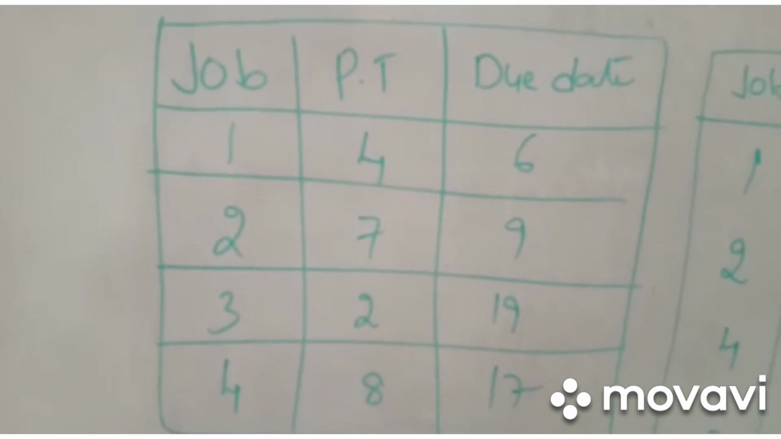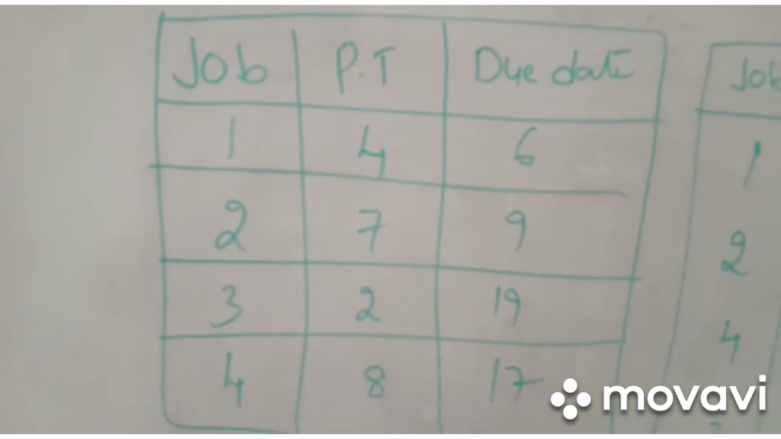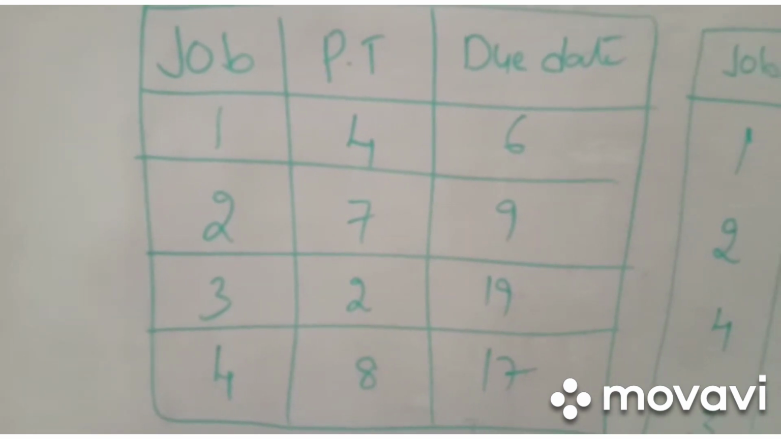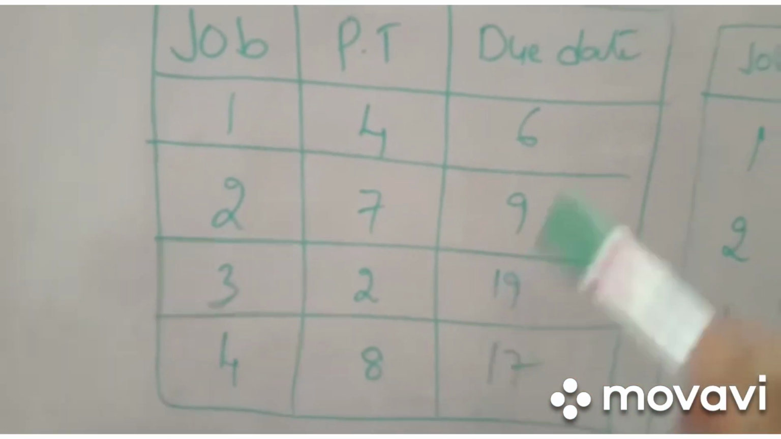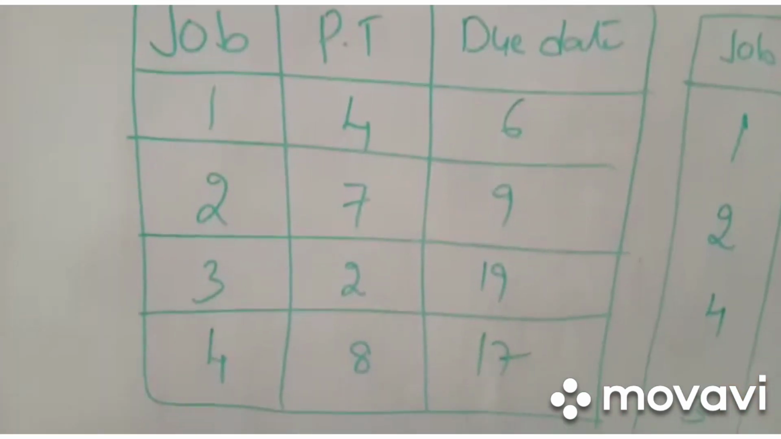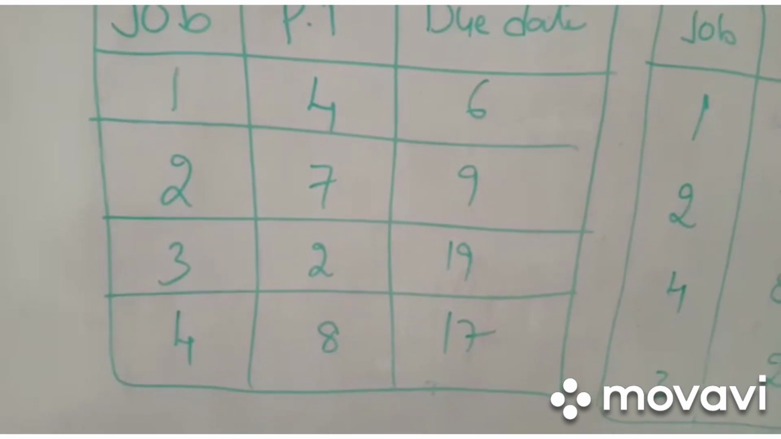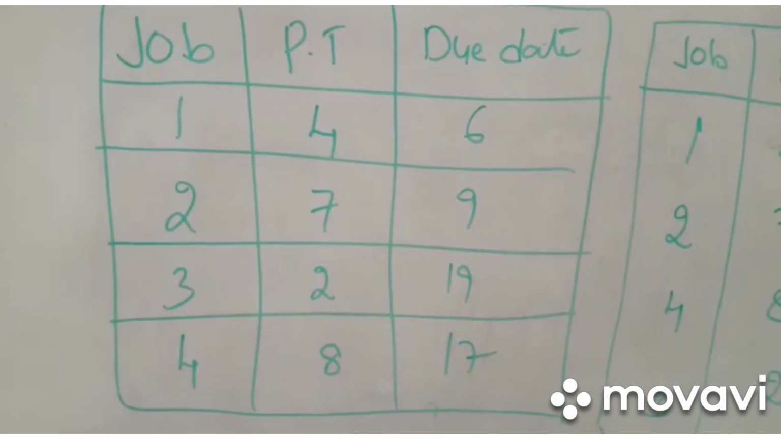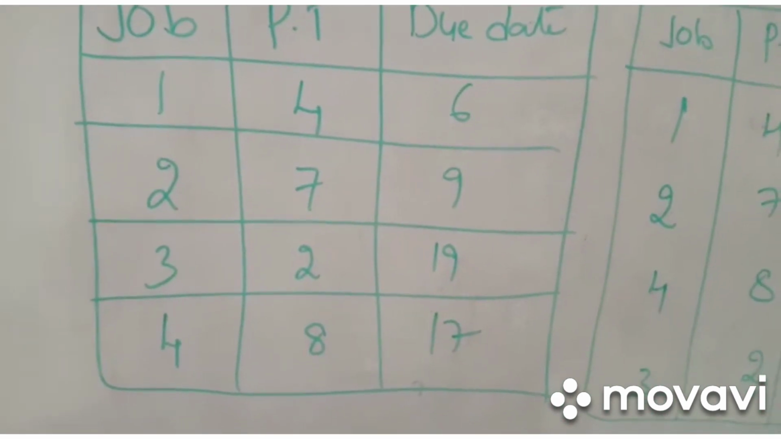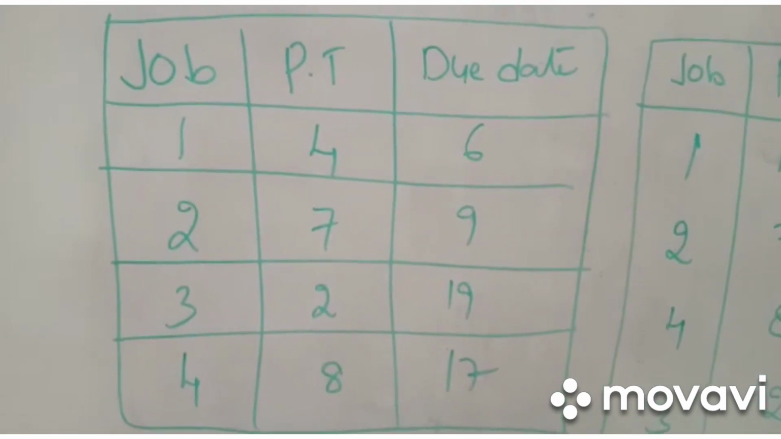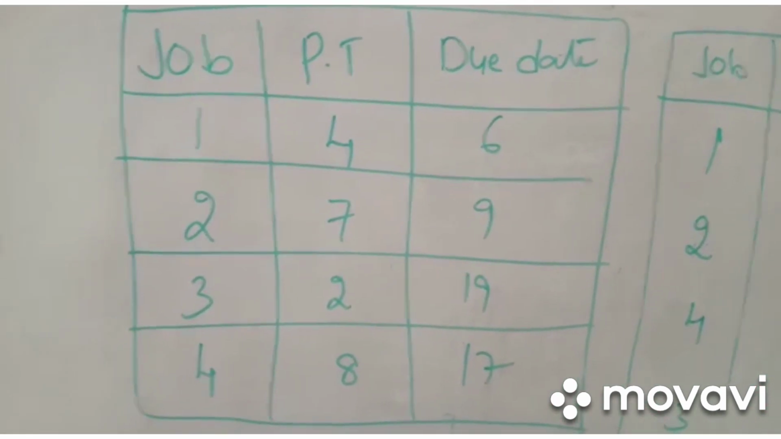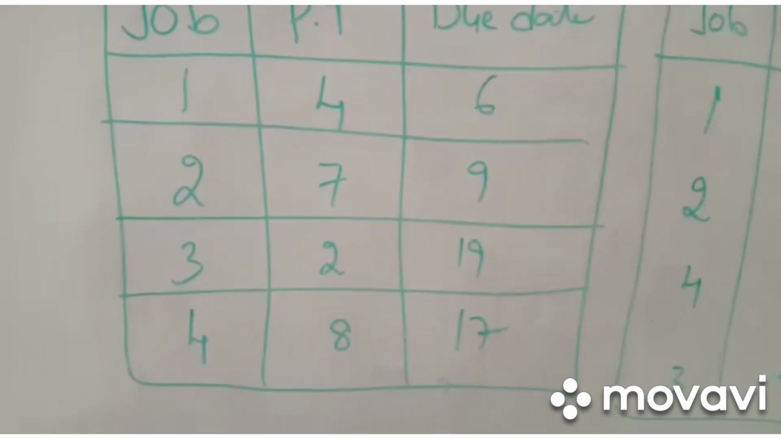We try to identify the sequence of jobs based on processing time, but in the earliest due date relation, it is based on what we call the due date. Based on the due date, you try to write down the sequence of your jobs, right? That is how you are supposed to calculate.